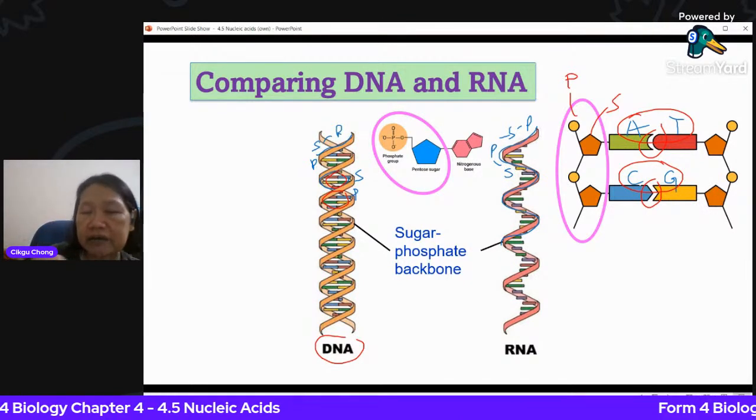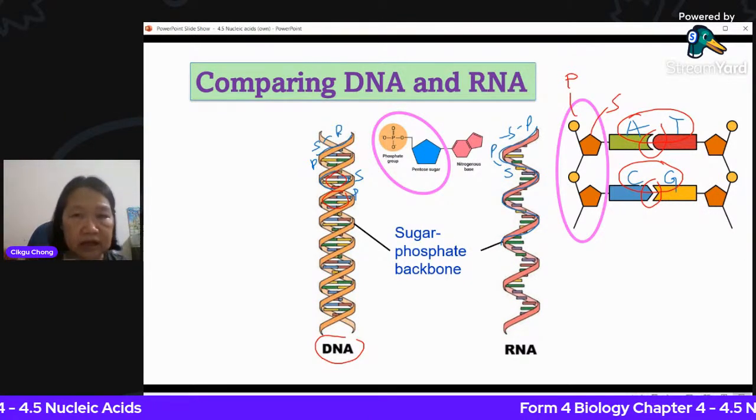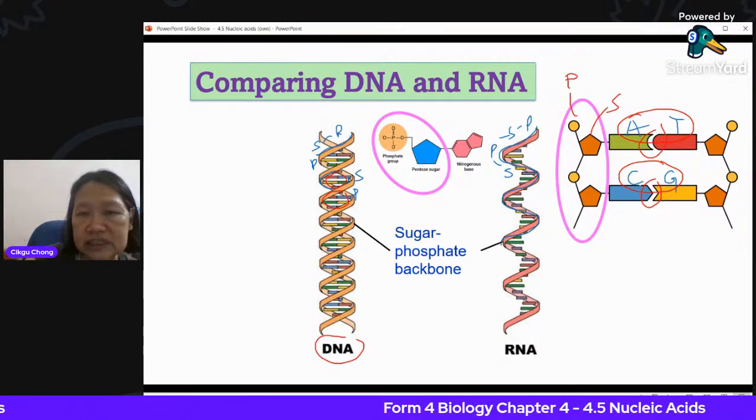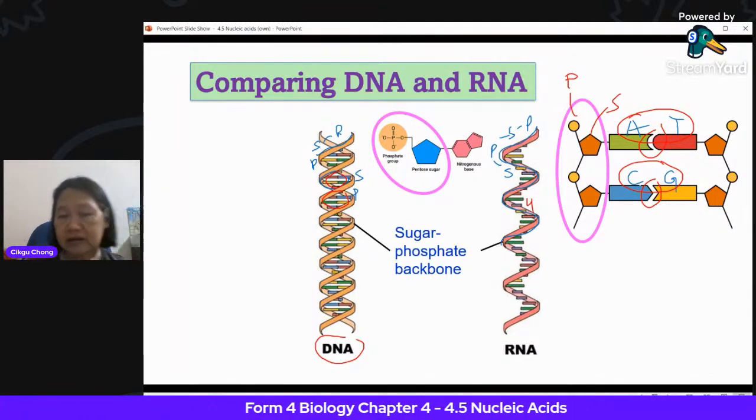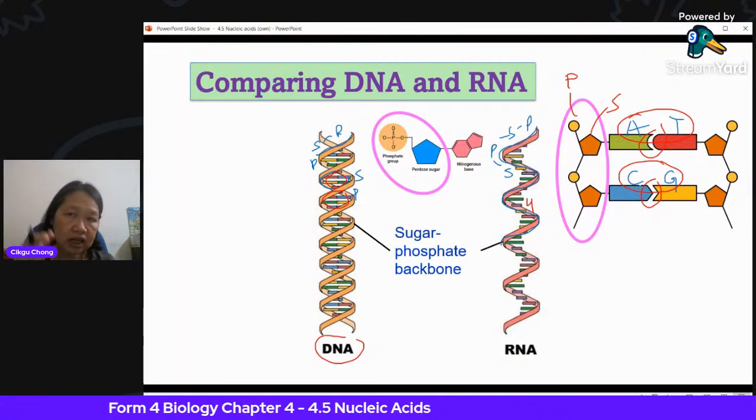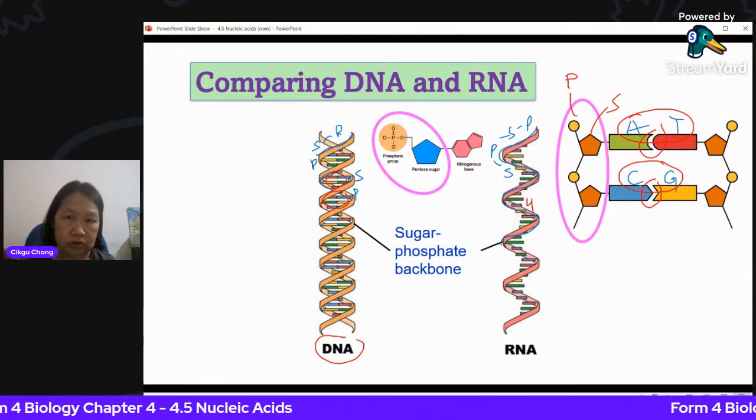For the RNA, there's no complementary pair. It can be A or C or G, but there is a U there. For RNA, there's the U there: A or C or G or U, no T.